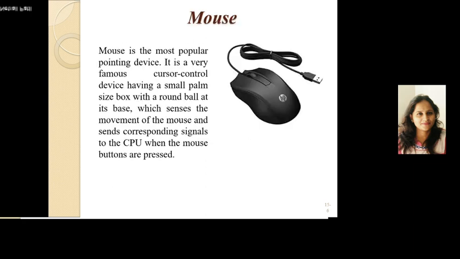Now next one is mouse. See the mouse diagram. Mouse is the most popular pointing device. Mouse is a very famous cursor control device. It is a small palm-size box with a round ball at its base which senses the movement of the mouse and sends corresponding signals to the CPU on pressing the buttons. Generally, a mouse has two buttons called left and right button, and a scroll bar is present in the middle.